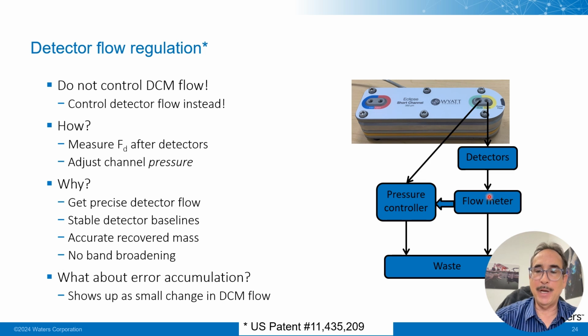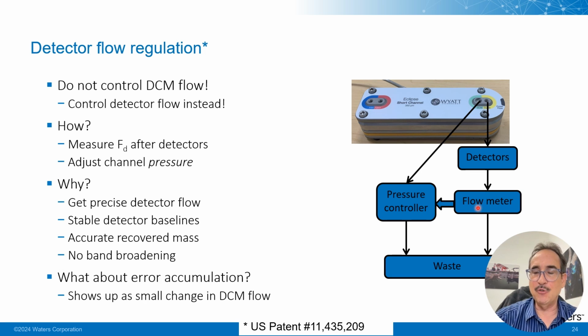And let's say we want to control the flow in my previous example of 0.1 ml per minute in the detector flow. And I measure it and I find it's 0.08 instead of 0.1. So it's too low. So the way I can increase the flow is not by controlling the flow here, but by controlling the pressure within the channel. So we take the DCM port, we run it into a pressure controller, we then increase the channel pressure, and that increases the pressure across the detectors, and that drives more fluid through the detectors. And so we do that until we get the desired detector flow.